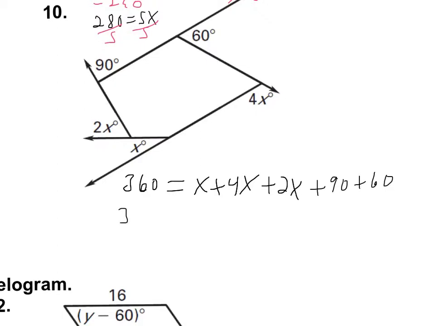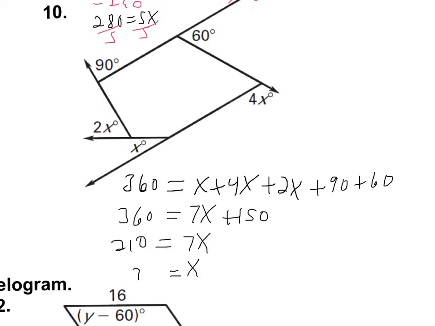All right, so x and 4x and 2x makes 7x. 90 and 60 makes 150. If we subtract 150 from each side, we'll get 210. And then if we divide by 7, we'll get 30. So x has to be 30.